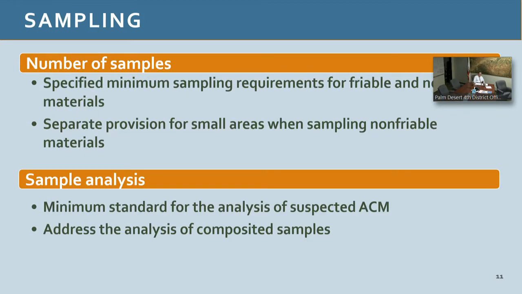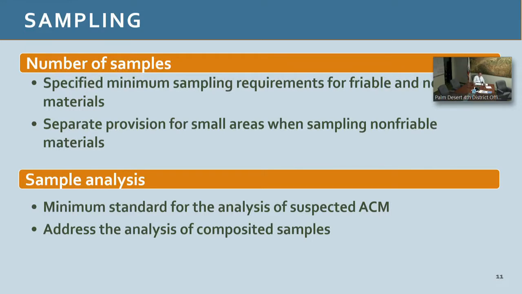In terms of sampling, we specified the minimum number of samples required for both friable and non-friable materials. And then we also created a separate provision when there's small areas of non-friable materials being sampled. That example was, say I'm remodeling a small bathroom, taking 3 samples in that small bathroom might actually ruin the floor if it turns out the floor is okay at the end of the day. And so we wanted to make sure that maybe 1 sample would suffice there and that work could proceed.